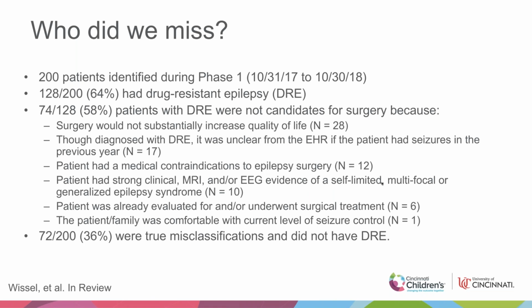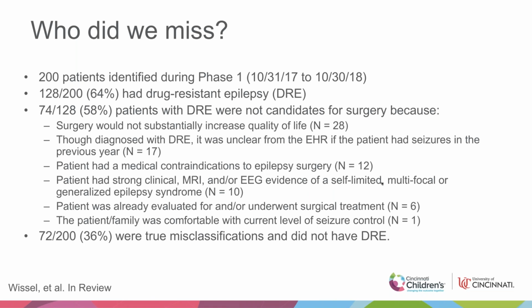6 patients had already been evaluated for and had undergone surgical treatment, but they were still having seizures. And of course, then things like social issues where the patient and family were comfortable with the current level of seizure control and were not interested in sending their child for surgical evaluation. 36%, and that's all, were true misclassifications and didn't have drug-resistant epilepsy. So this allowed the providers to make a better decision. When they saw their patient, they had this additional information and they could say, well, here's one of the decline reasons. This is why we don't think this patient's eligible. Or they could say, you know what, go ahead and send them. So we've improved surgery detection by about 43%.